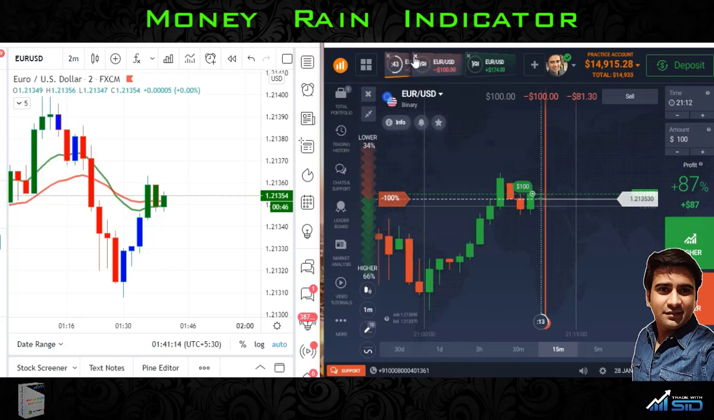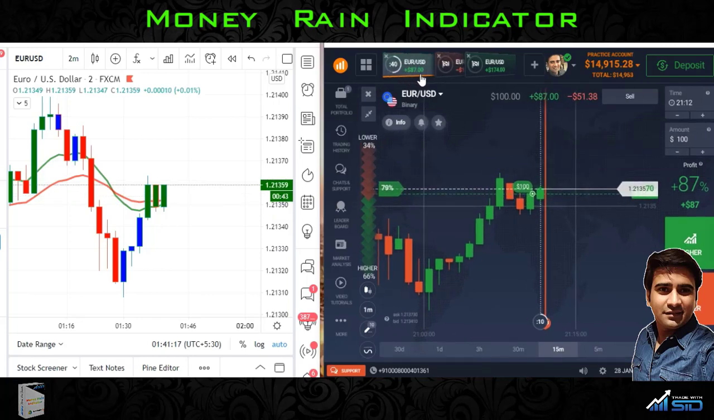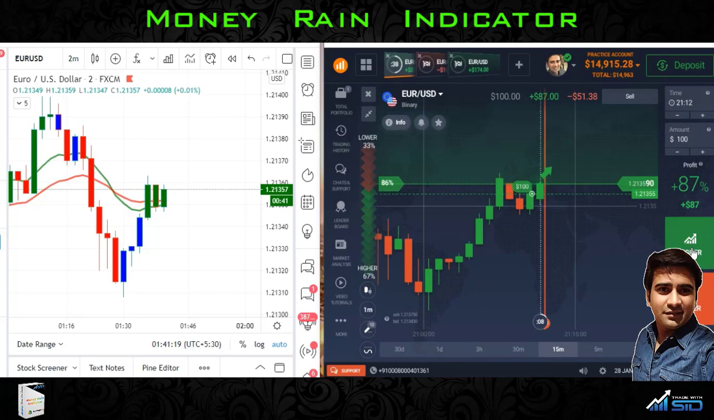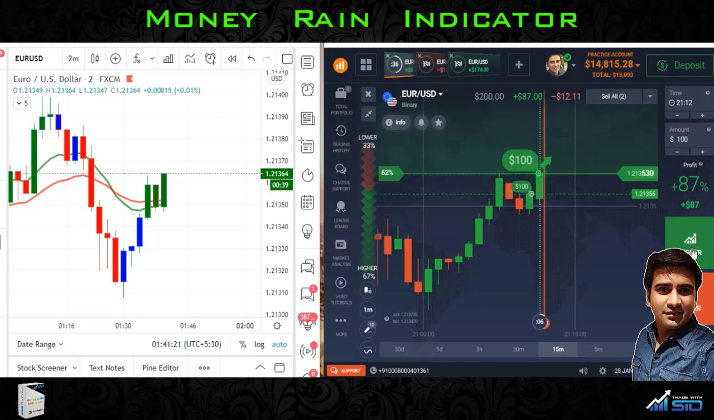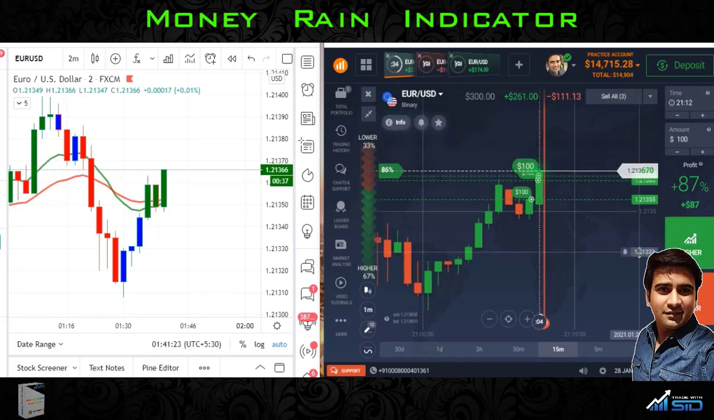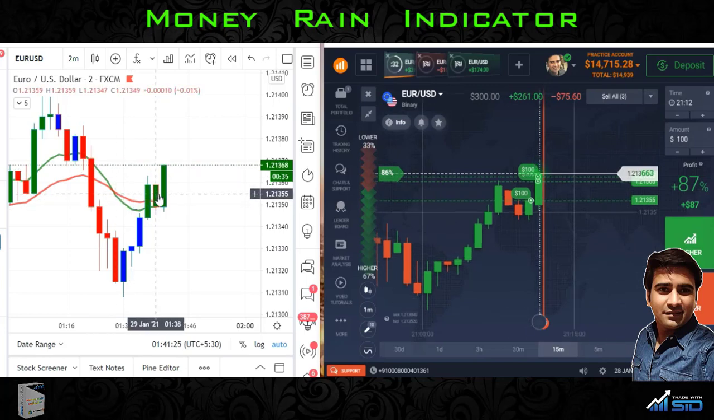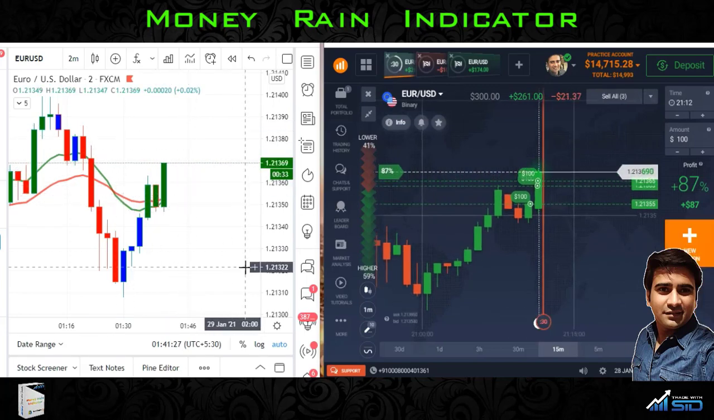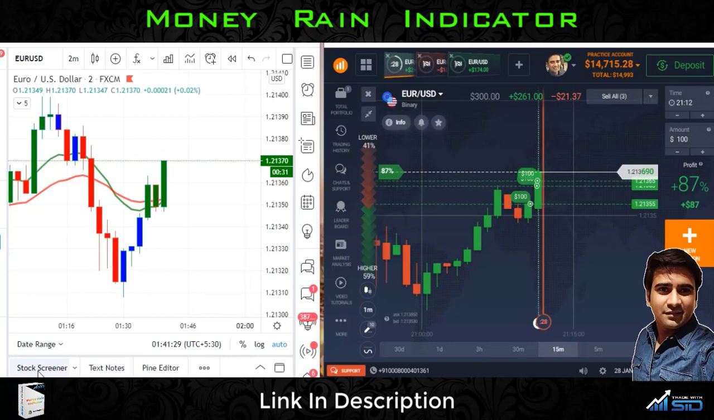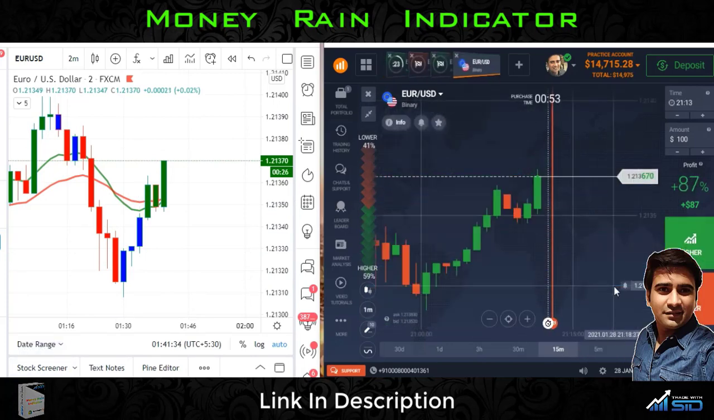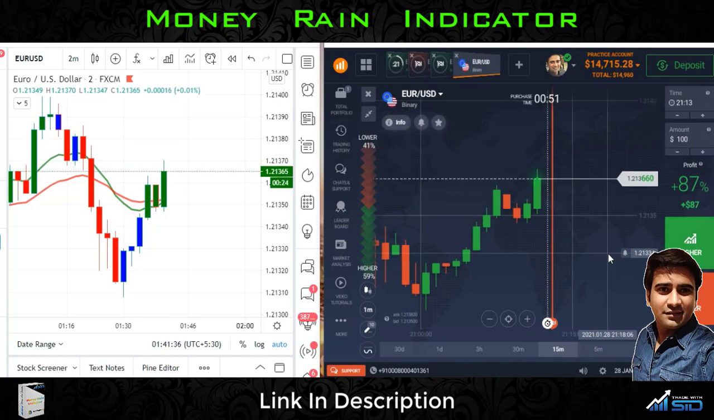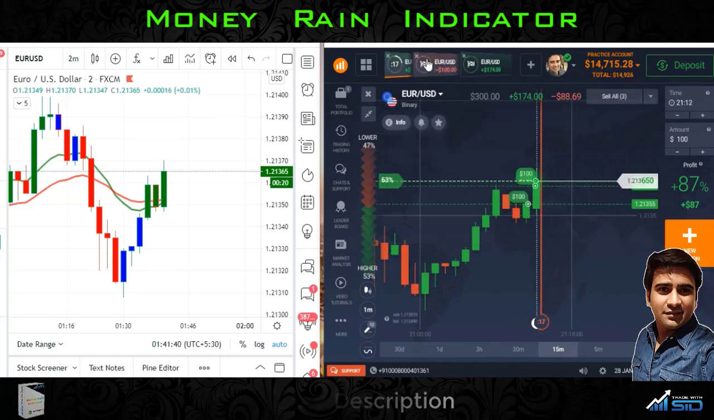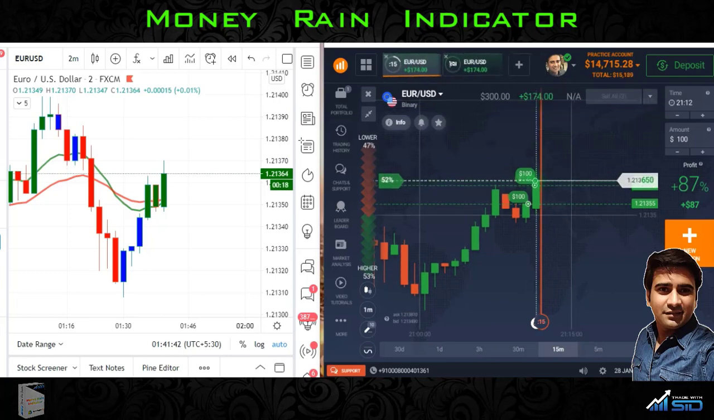So guys, we have one more trade running here. Another trade I'm taking. One more trade taken. As I told you, the prices will go up. I know it, guys, because of so much practice with this indicator. And this indicator is easy to use. All you have to do is a bit of practice. Binary options is all about practicing the strategy or the indicator that you have. So just let it go on, guys.